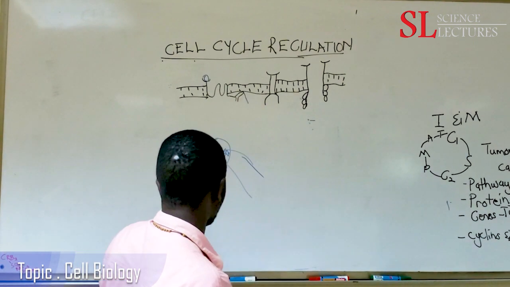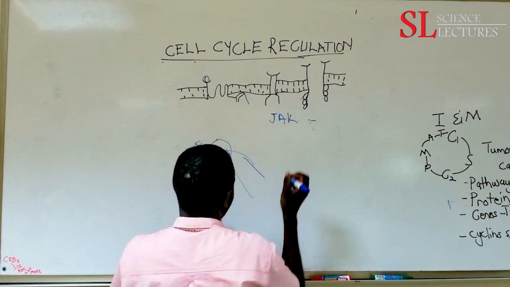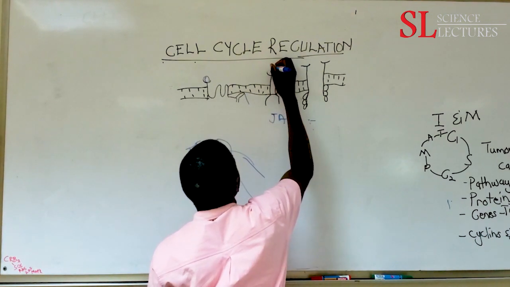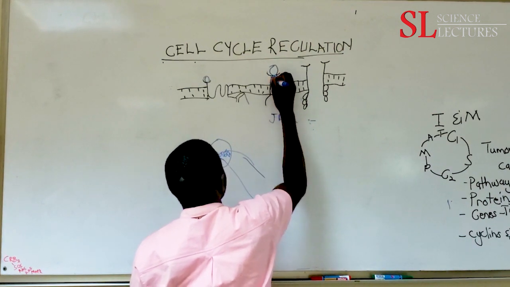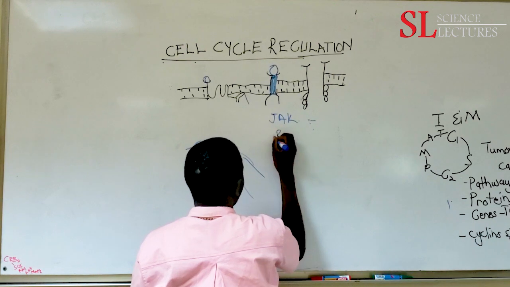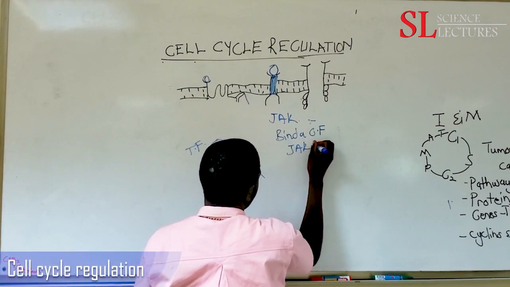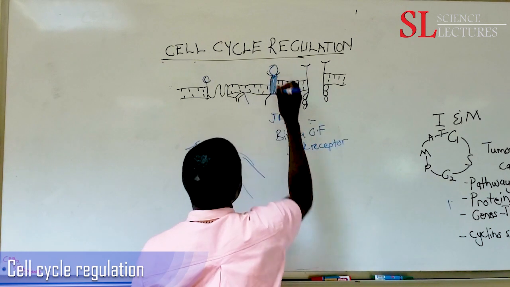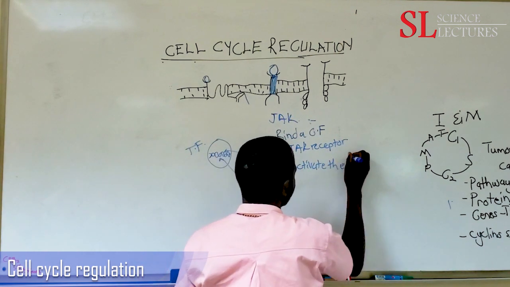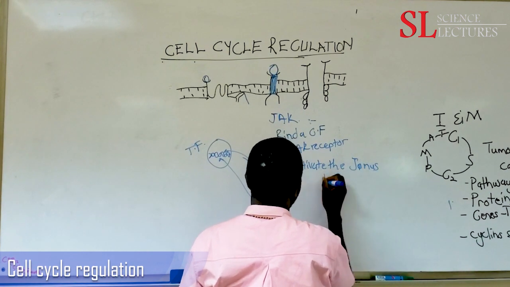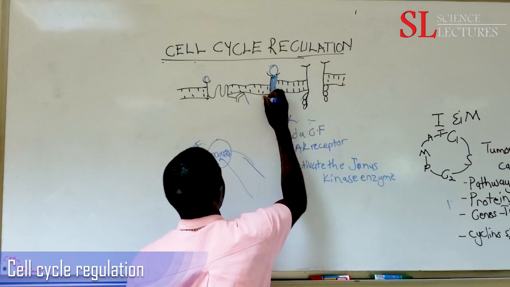Apart from that, we have another pathway. We're going to look at the JAK pathway, the Janus kinase pathway. So whenever we have a growth factor binding on the Janus kinase receptor, the JAK receptor, when it binds here, it will activate the JAK proteins or the Janus kinase enzymes, which are located here.